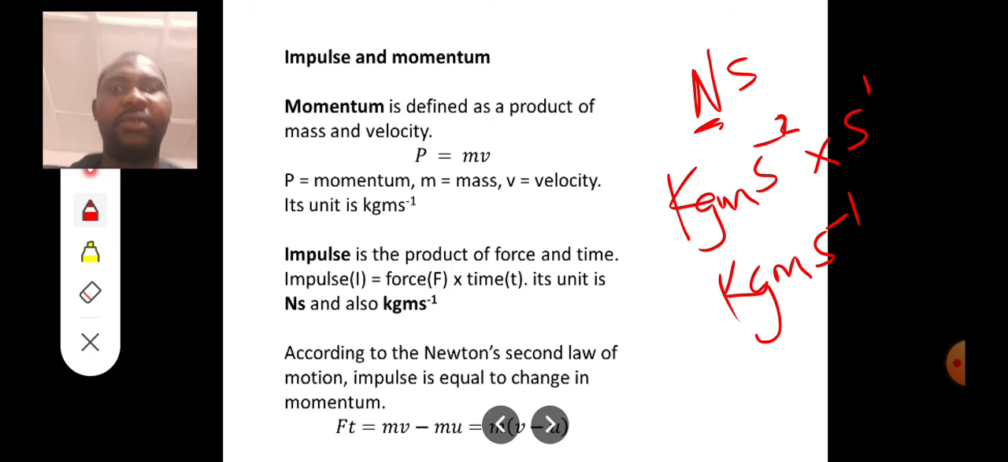Now, according to Newton's second law of motion, impulse is equal to change in momentum. We are going to see that very soon. So your impulse Ft is equal to final momentum minus initial momentum. Please note that impulse also means change in momentum. That is according to Newton's second law, which we'll be seeing very soon.